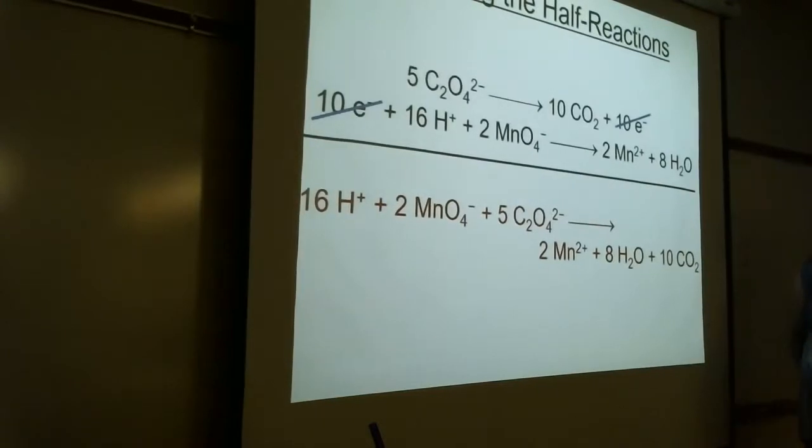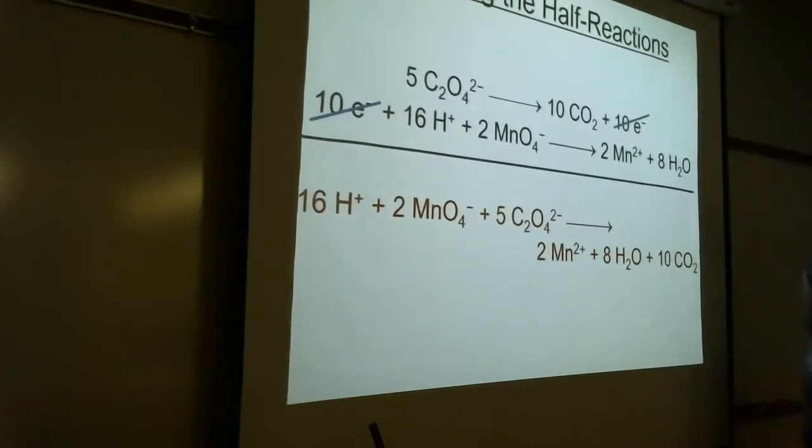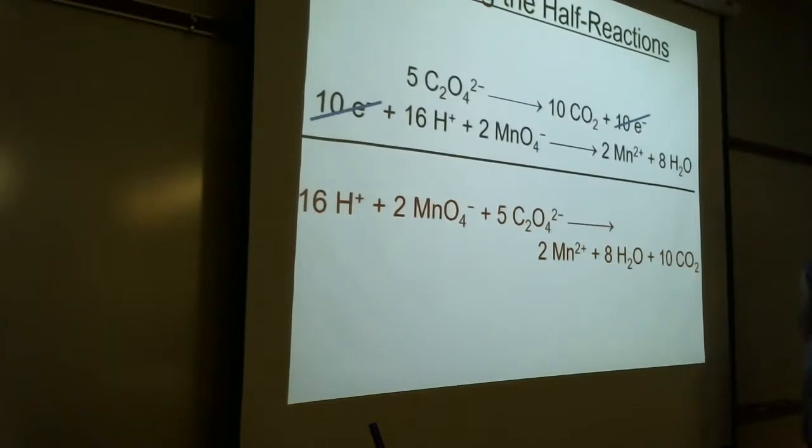And now when I add them up, I am left with my final answer. Again, the order doesn't matter. If you wrote oxalate first, and then H plus, and then permanganate, order is irrelevant, so long as you've got the correct substances on the correct side of the equation. 1 plus 3 plus 6 is no different than 6 plus 3 plus 1. Order doesn't matter.